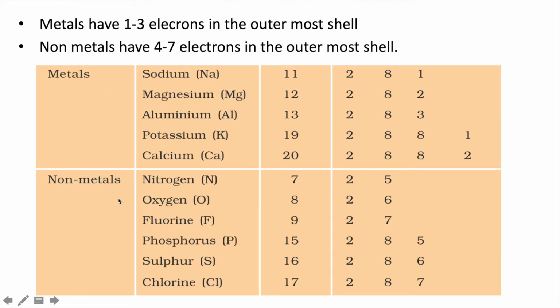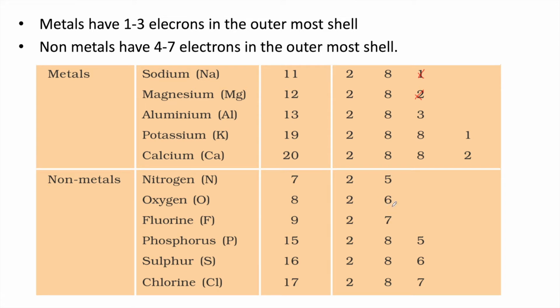Both metals and nonmetals have a tendency to complete the octet level. That means they are trying to fill 8 electrons in the outermost shell. Here you can see that metals have very few electrons in the outermost shell, so it is easier for metals to lose electrons to complete the octet. If sodium loses 1 electron, it completes the octet. If magnesium loses 2 electrons, it will complete the octet.